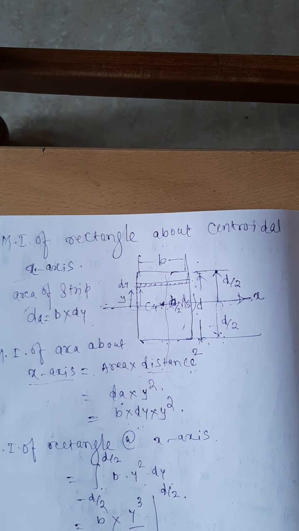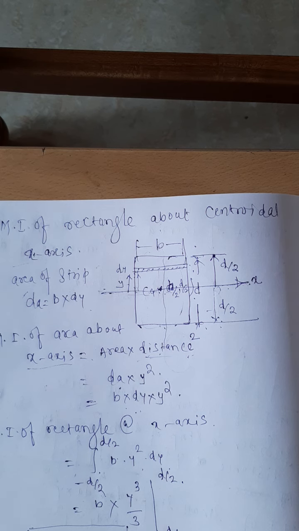Yes, for civil engineers this formula is very very important. The moment of inertia of the rectangle about the centroidal axis is equal to b d cube divided by 12, about the x-axis. Now I will calculate the moment of inertia of the strip about the y-axis.